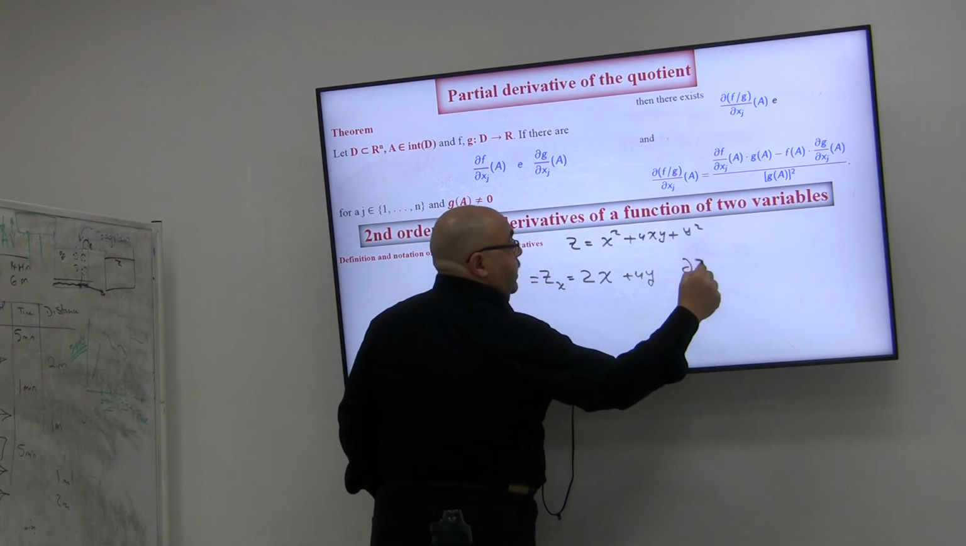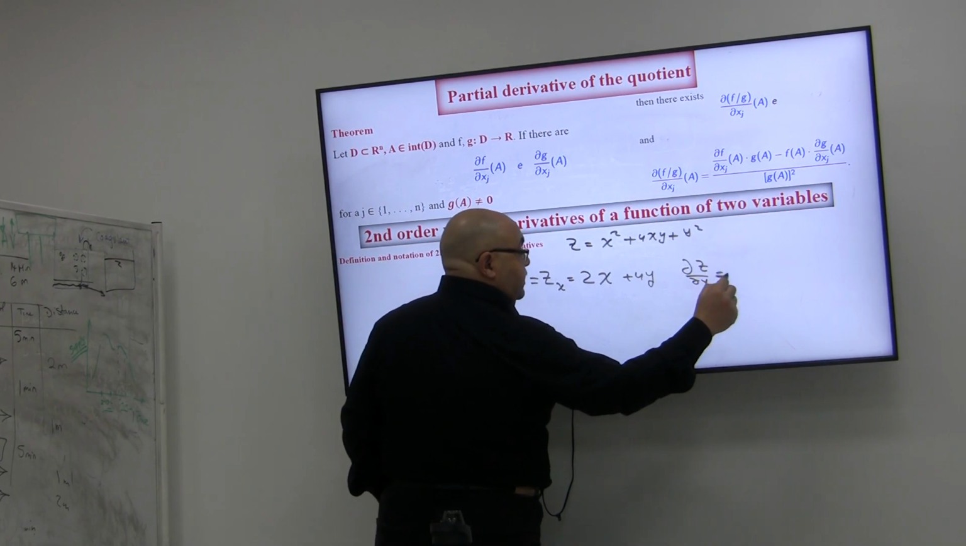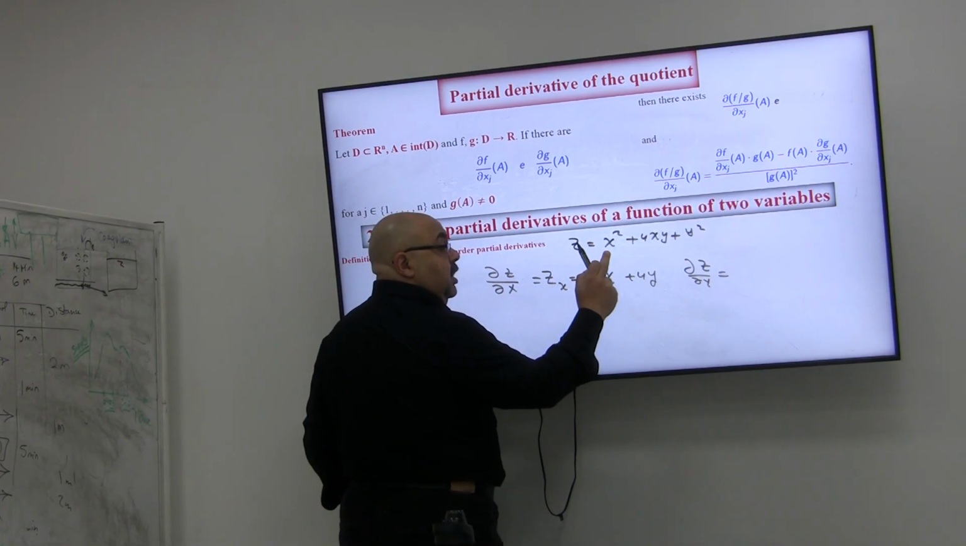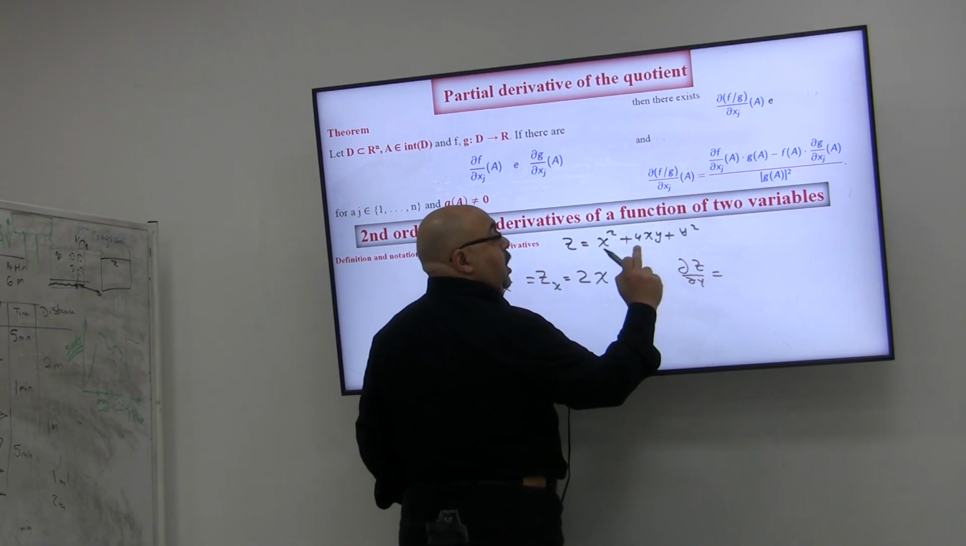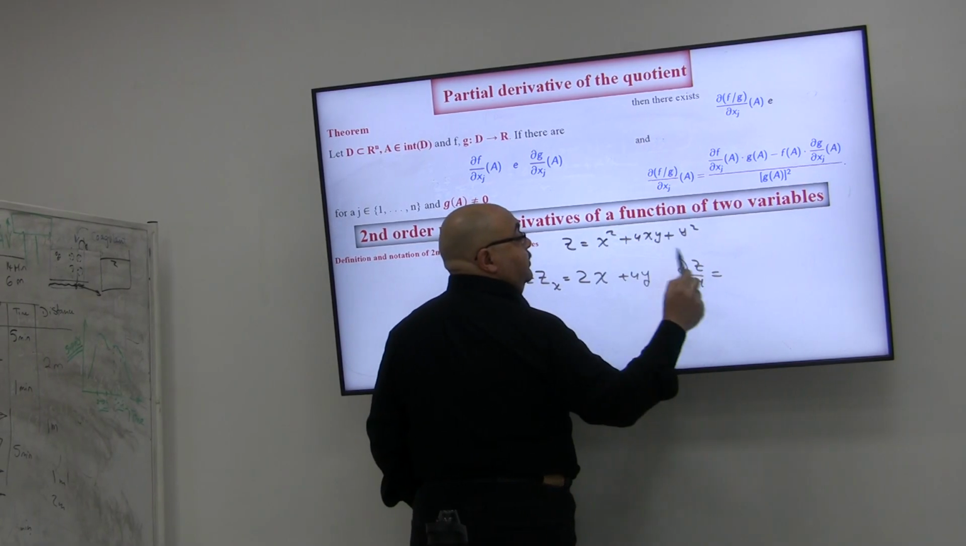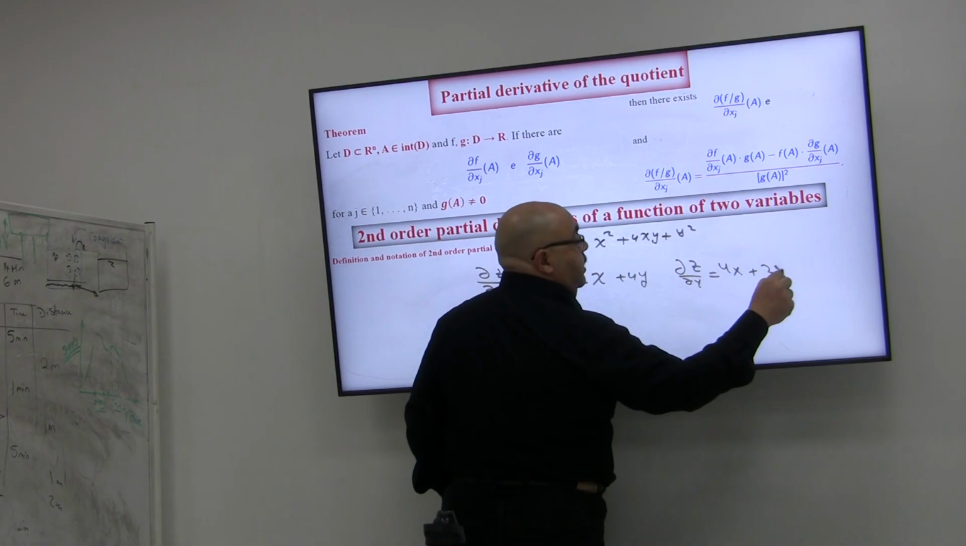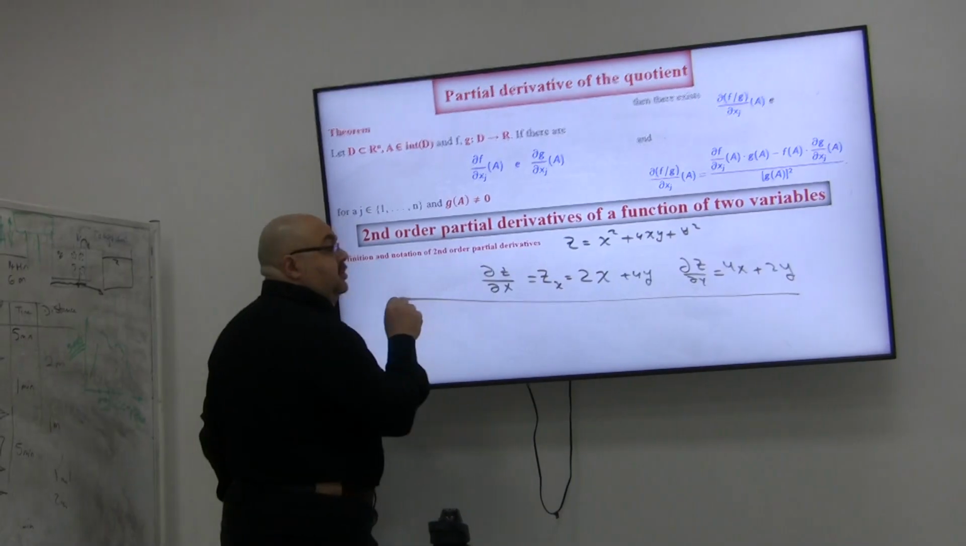If I want to get partial z, partial y, the first term is going to be a constant, so the derivative is equal to 0. I'm differentiating with respect to y, so it's going to be 1 times 4x. Differentiating y squared with respect to y gives 2y. This is the first derivative.